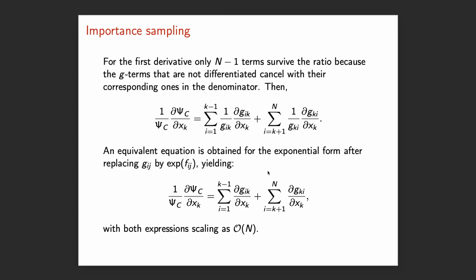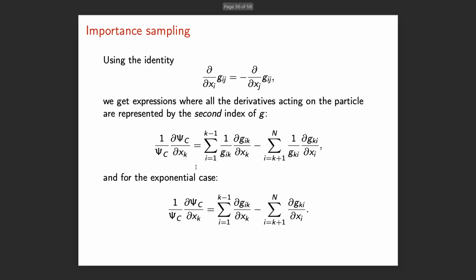And the reason why we are putting this up is that the typical form is going to be given by an exponential, which means that, if you now look at these terms here, an equivalent equation is obtained for the exponential after replacing g of ij with this function f, because then you can also use symmetries here, because this is symmetric. Then you can get expressions where all the derivatives acting on the particle are represented by the second index of g. So that means that when we calculate this quantity here, we can actually rewrite it like this. And for the exponential case, you end up with an equation like this, because you have an exponential.